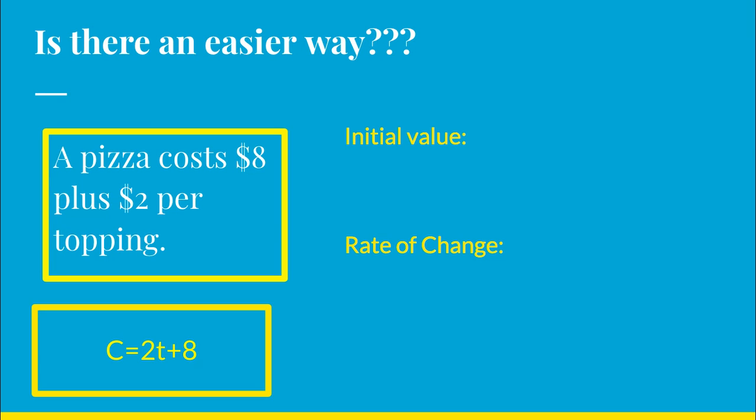And so on this example, what is the starting cost of a pizza? The starting cost of the pizza is $8. That's our initial value. And what is our rate of change? Well, that cost goes up by 2 every time we add a topping. So my rate of change is 2. My initial value will always be my constant, and my rate of change will always be my coefficient. And once we know that, we can put them right into our equation because we know that the coefficient is the number in front of the letter, right, in front of the variable, and that the constant is the number at the end that we add or subtract.